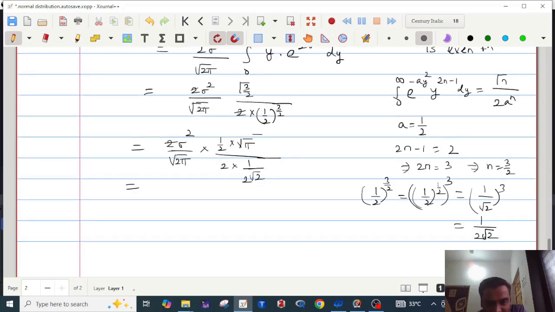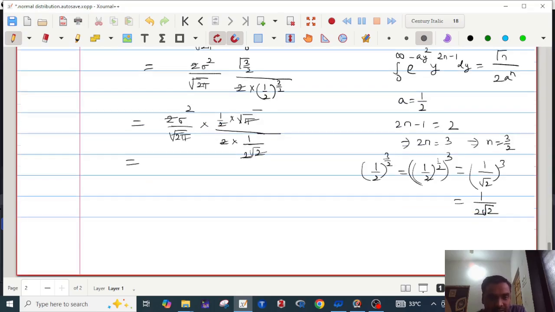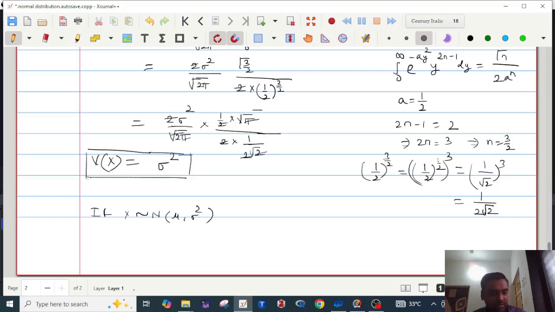Look there: this 2 went, this 2 gets cancelled, this root 2 gets cancelled, this 2 gets cancelled, root pi gets cancelled, only sigma square remains. Since this 2 was already cancelled earlier, confusion happened here. So the variance of x that we got here is sigma square. So what we have computed is: if x follows normal mu comma sigma square, its mean, the expectation of x, is mu, and variance of x is sigma square.